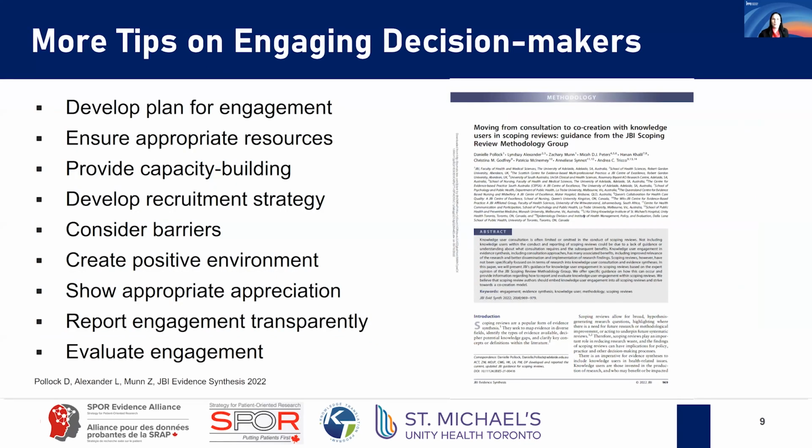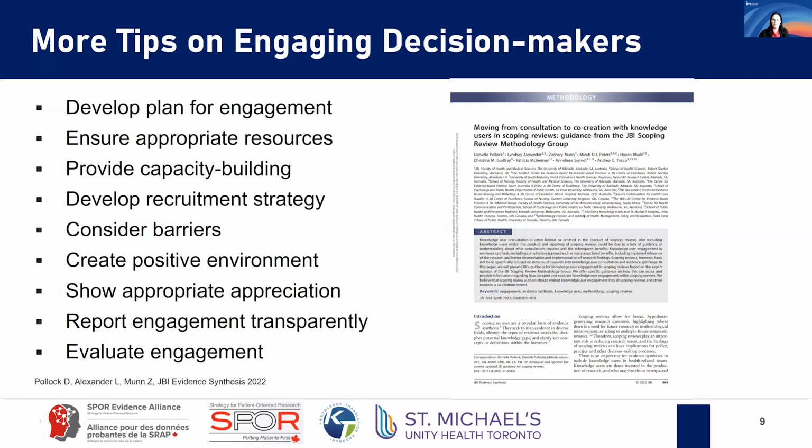We also published a paper on decision maker engagement. This was from the lens of a scoping review, but you could use these tips for policy decision makers and rapid reviews as well. You want to make sure you think through your plan. How are you going to work together? Does anyone need capacity building, whether it's the decision makers, the trainees, the research team, or the patient partners? What will be your recruitment strategy if there's turnover, for example, if the policymaker moves on to another position, who's going to take their place on the team?